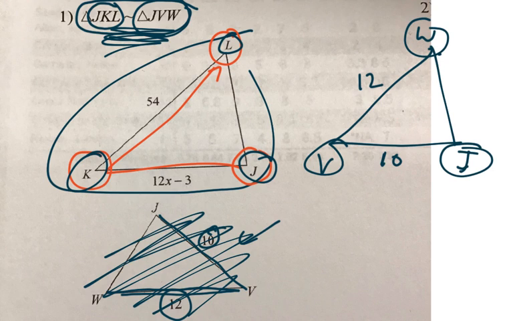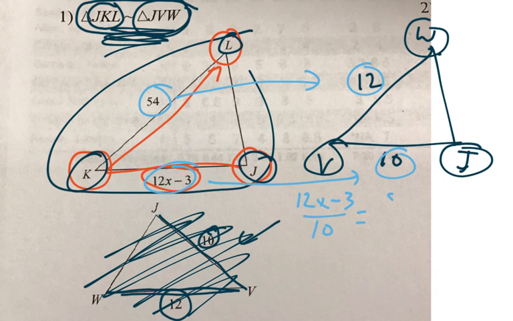And I know I'm going to take this 12x minus 3 right here. 12x minus 3, I know it goes with the 10, just like the 54 will go with the 12. And just remember, you always go in the same order. If I go left to right, I got to go left to right again. And now it's just a matter of solving to figure out x here.